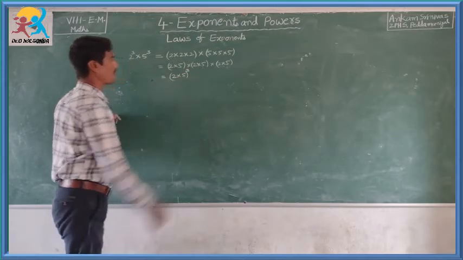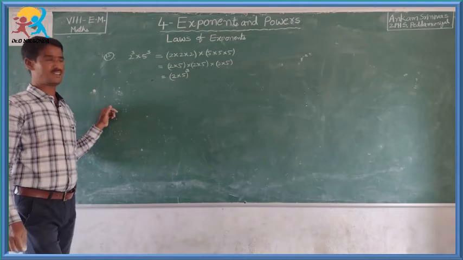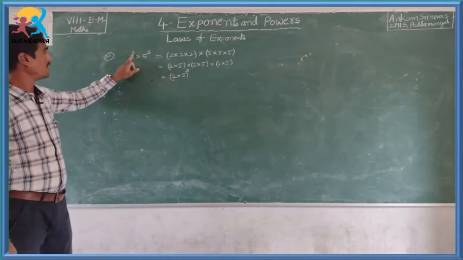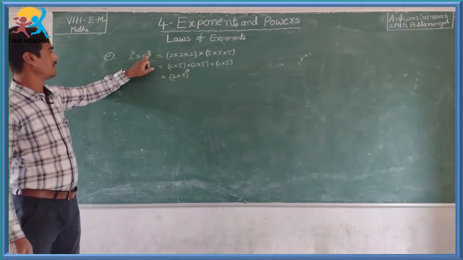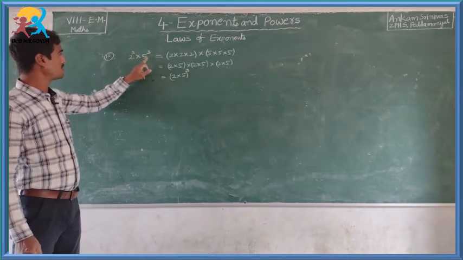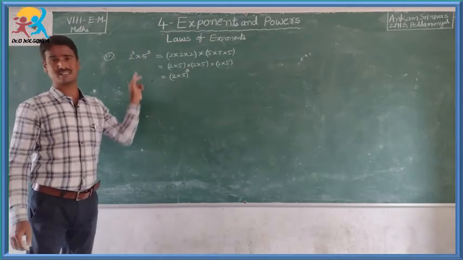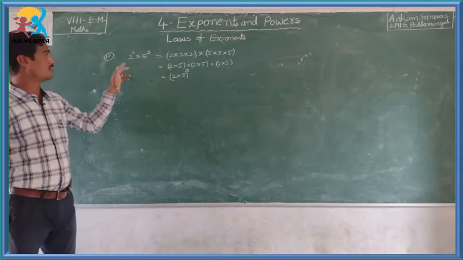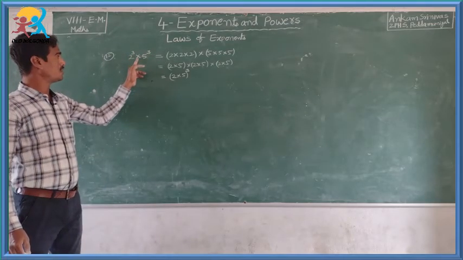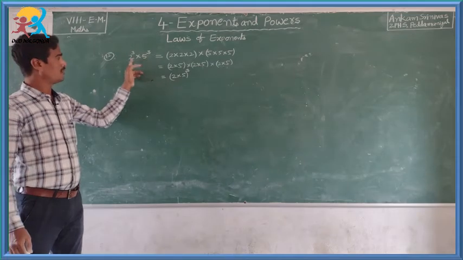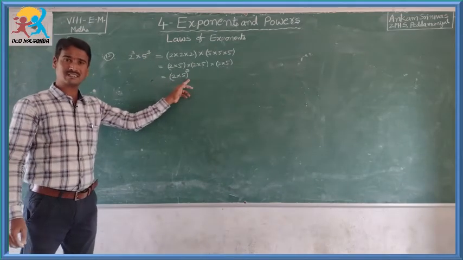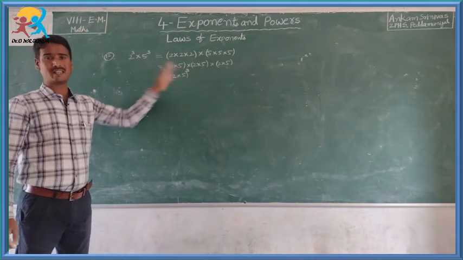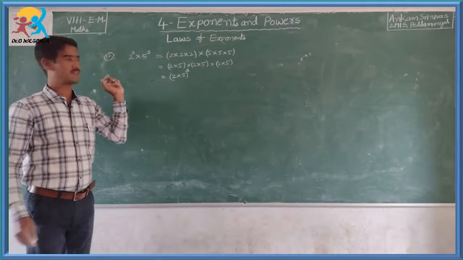3. Yes or no? So clearly we observe that in 2 power 3 into 5 power 3, the two powers have the same exponents. When they have the same exponent, to multiply these two powers, multiply the bases and take the exponent as 3, the given exponent.